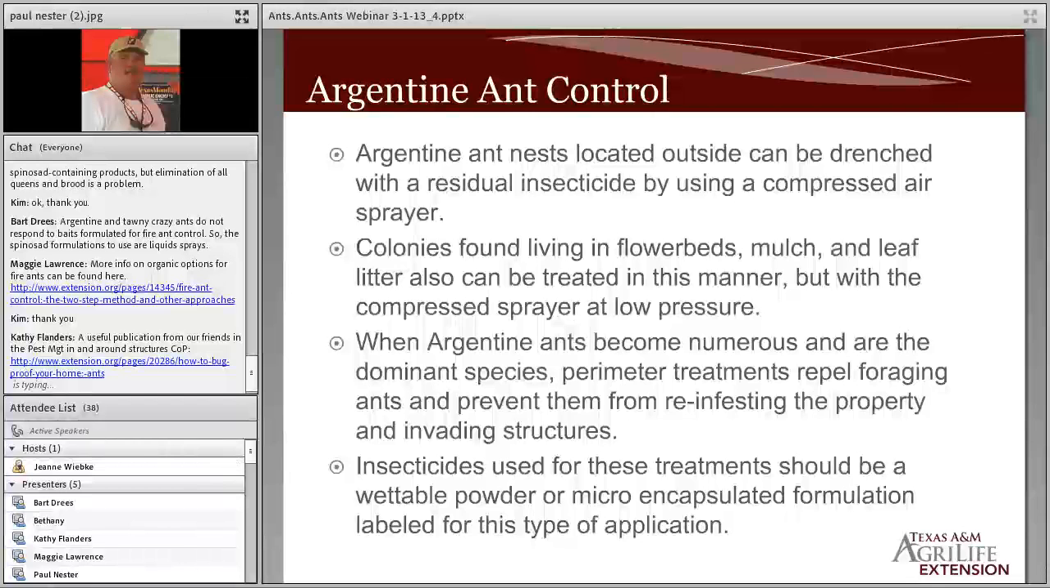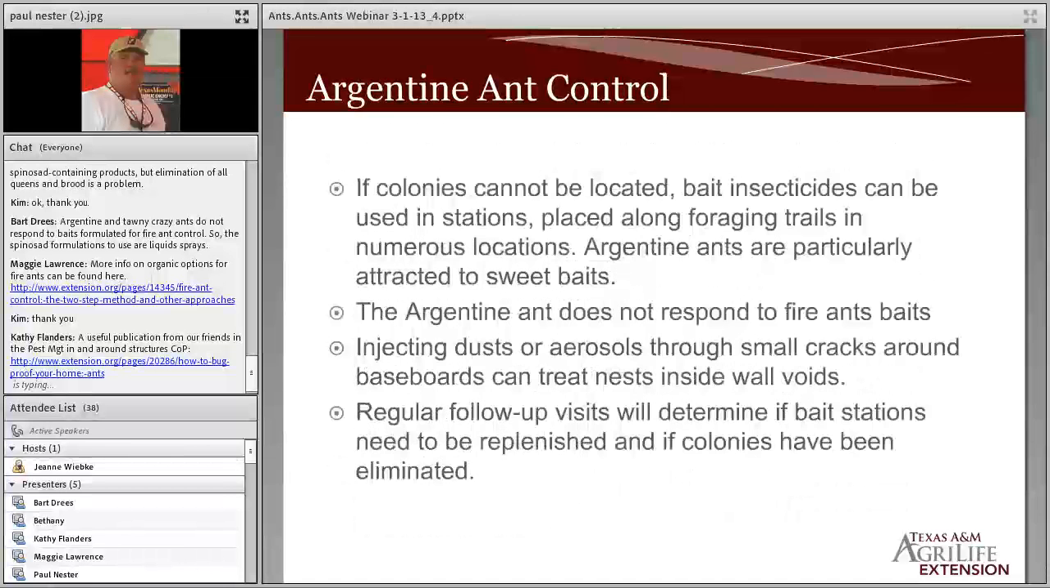Whenever you do use an insecticide, you should look at a wettable powder or a microencapsulated formulation. These products tend to have a little longer residual in an area, and this longer residual will help repel the ant or help maintain control over a period of time. Now, if colonies cannot be located, you can use bait insecticides, and some include sugar baits or liquid baits. They can be put out strategically in different areas that these ants can feed on. They do not respond well to fire ant baits.